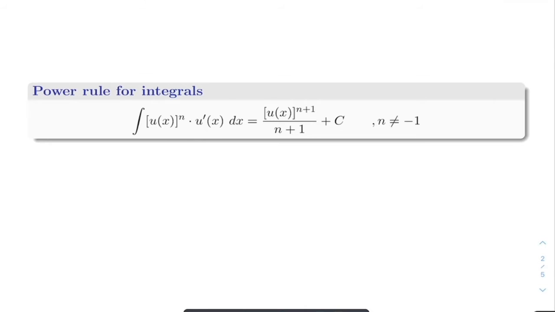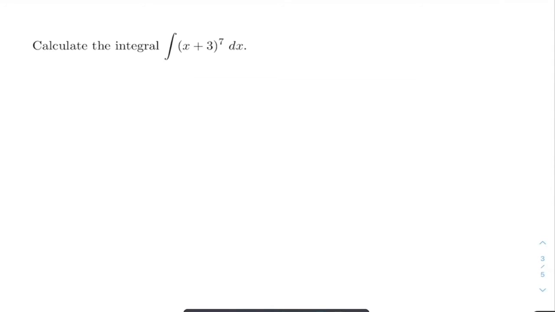Of course, this is only true if n is not equal to -1. We will cover that case in the next class. So the main components here: you have to detect this function u. You have to detect what is the integer n, or in fact the number n, sorry. And you have to see if in the whole situation you can find the derivative of u. So let's see this in a couple of examples.